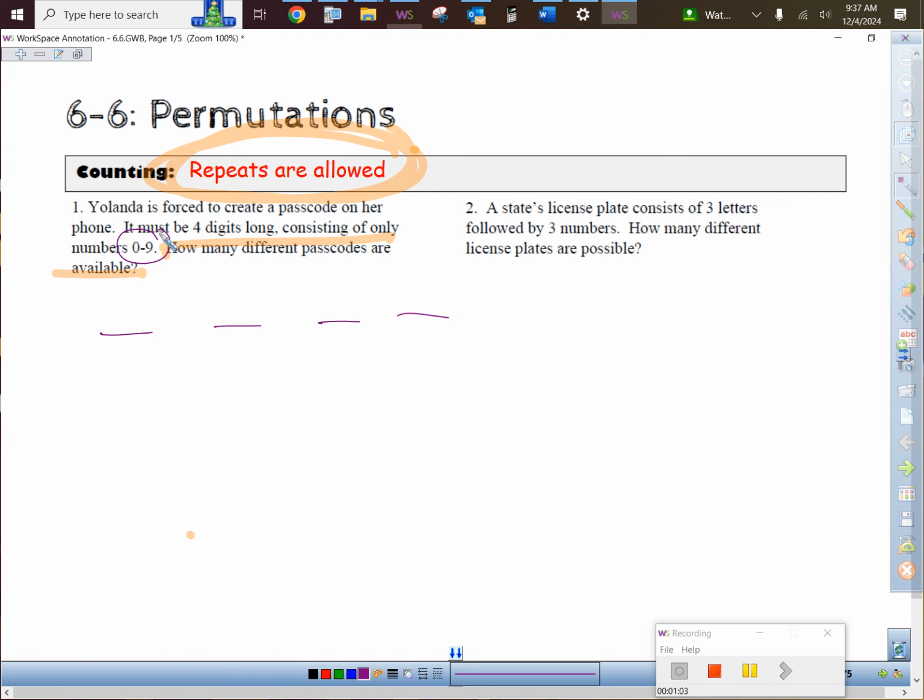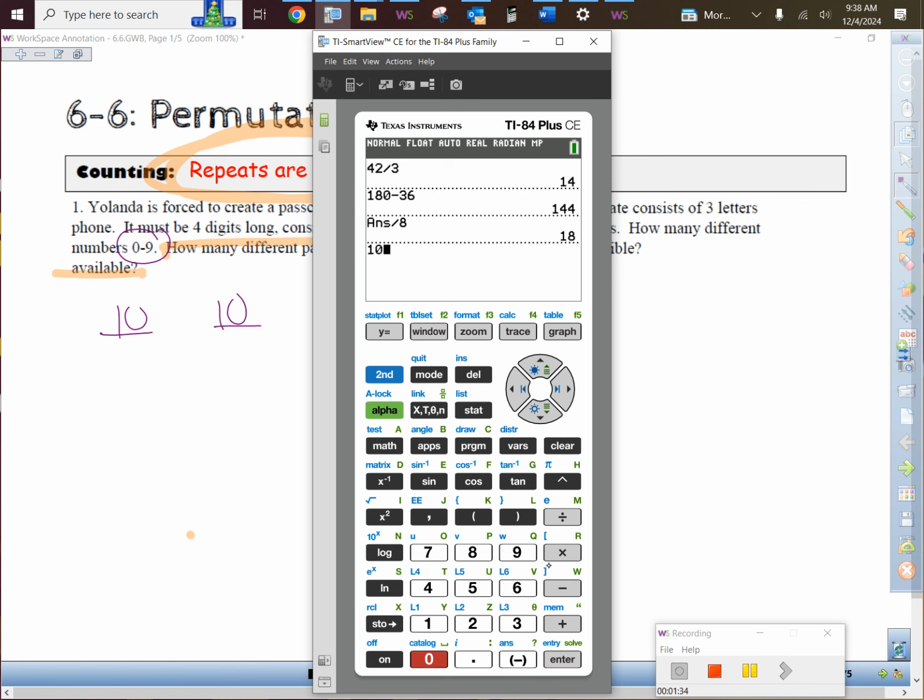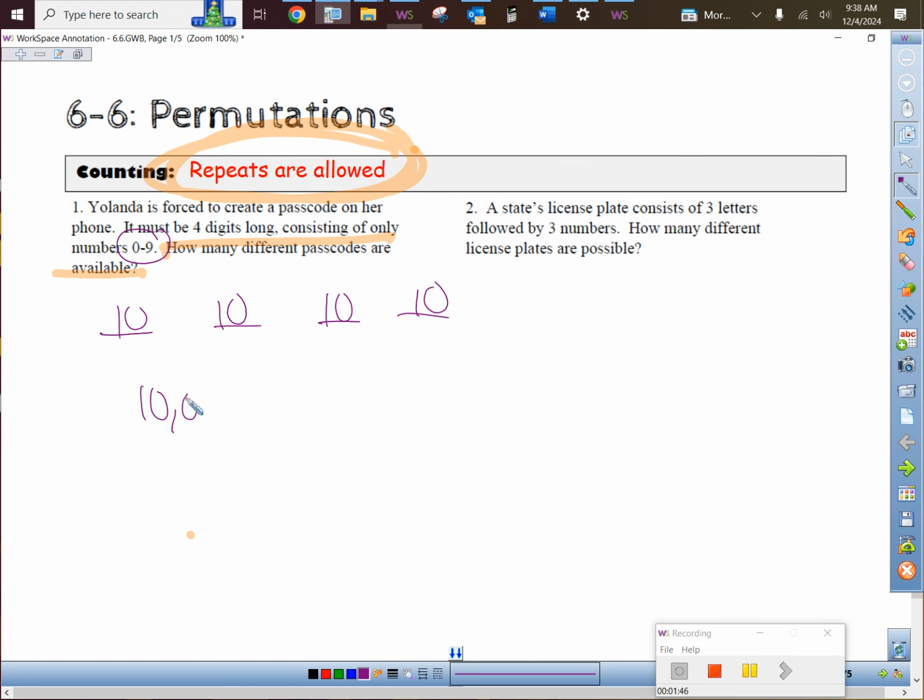So how many choices does she have for her first digit? Out of the 10 numbers, she could choose any of the 10. If she chose 5 for the first one, can she choose 5 for the second one? So how many choices for the second one? 10. The third one? 10. And the fourth one? 10. And here's the cool move. We multiply all these numbers together. It's 10 times 10 times 10 times 10. There are 10,000 different passcodes she could possibly have.